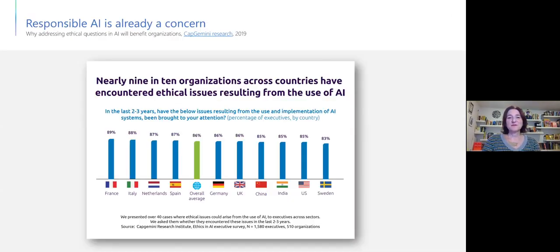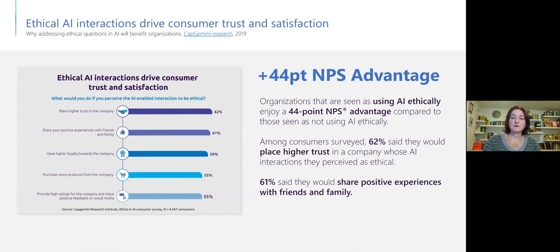Companies already find problems with responsible AI, or a lack of responsible AI. Nine in 10 organizations across countries have encountered ethical issues resulting from the use of AI. On the other hand, when interactions, brands and features are considered to be ethical, it's the other way around. People tend to trust them more, and people think about them in a positive way.